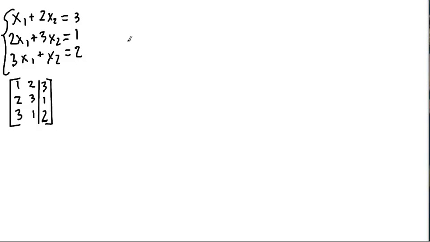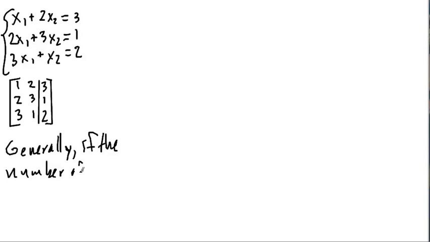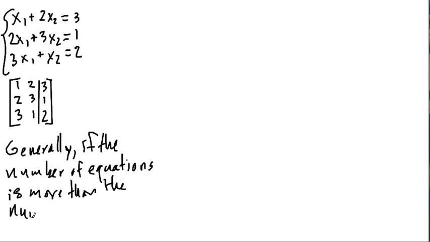Okay, so what this is here is a 3 by 2 system, because we've got three equations and just two unknowns. Now, generally, if the number of equations is more than the number of unknowns, I might say that the system is overdetermined, and what that would mean is that there are too many conditions for there to be solutions.